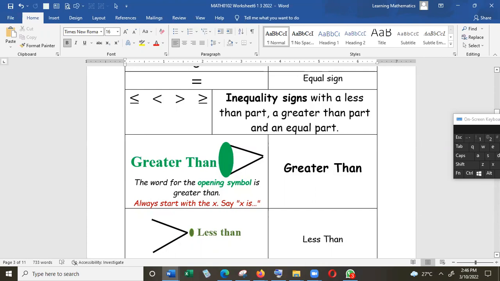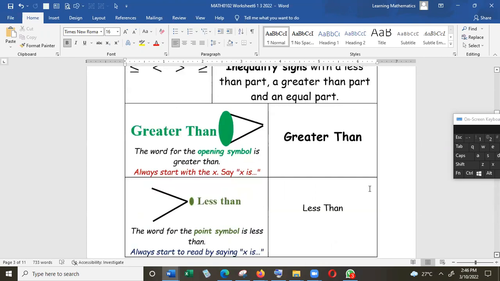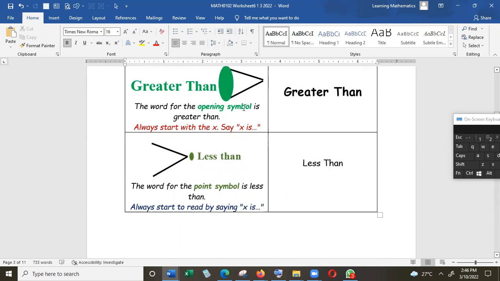So the opening is called greater than, and the point is called less than. Okay. So the word for the opening symbol is greater than. It's not the sign that is greater than, neither less than. It is the part that is open that is called greater than. Please remember that. And the point is called less than. And when you are reading the symbol, always start with the letter X. So if X is involved, always start reading it by saying X is, or you can say all the numbers that are.